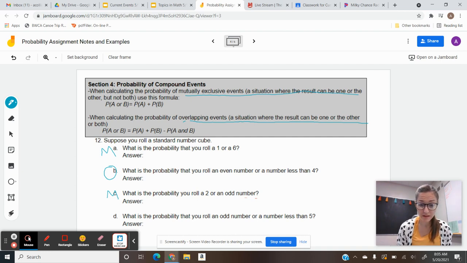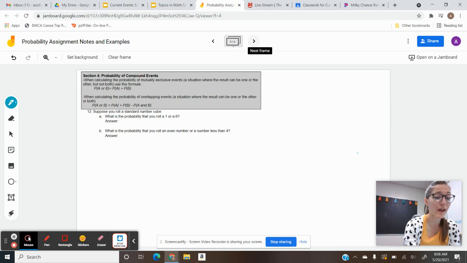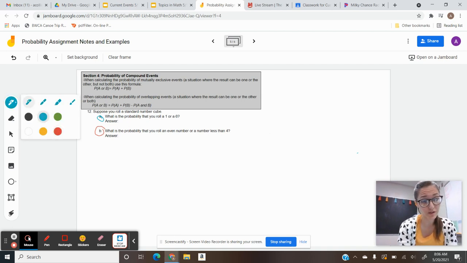What is the probability that you roll an odd number or a number less than 5? So this one we can roll an odd number, we can roll a number less than 5, or we can roll an odd number that is also less than 5, like 1 or 3. So this one is overlapping. All right, so we'll go ahead and do 12A in blue and 12B in red. That way you get some free answers and you know how to do the rest by yourselves.